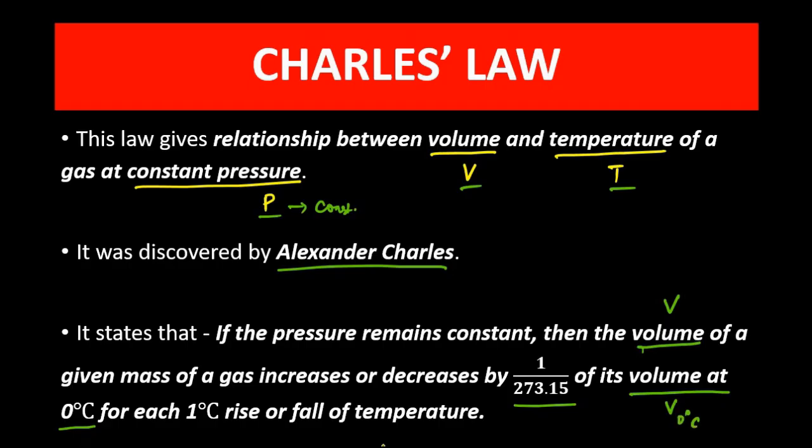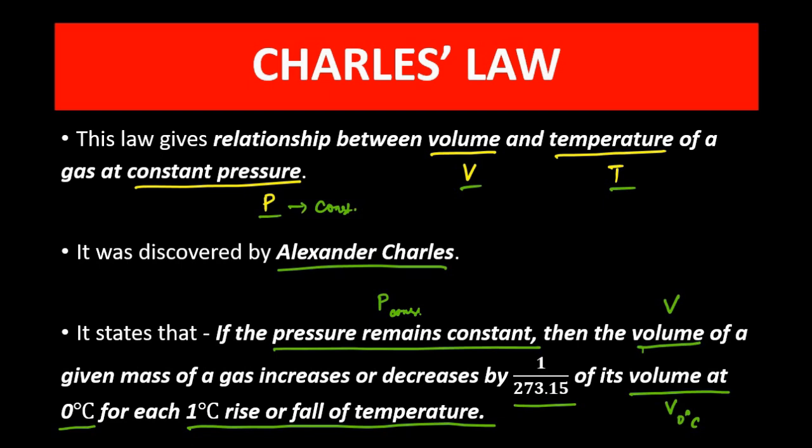So if the pressure remains constant, the volume of a gas increases or decreases by 1 by 273.15 of its volume at 0 degrees Celsius for each 1 degree Celsius rise or fall of temperature. So for every 1 degree Celsius rise or fall, the volume of the gas increases or decreases by a factor of 1 by 273.15 of the volume at 0 degrees Celsius.